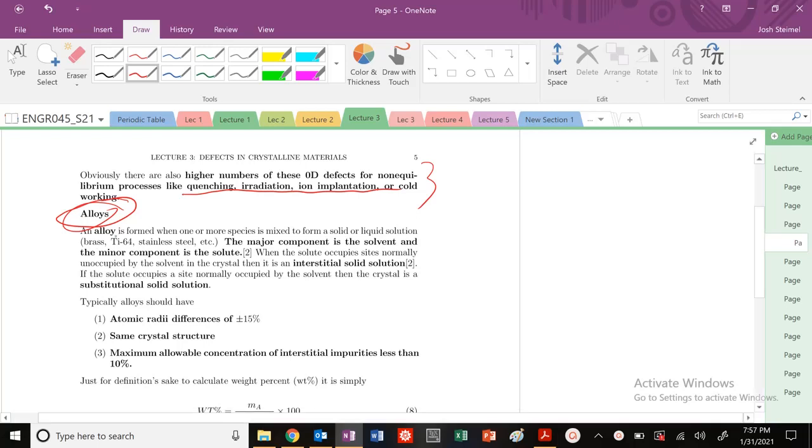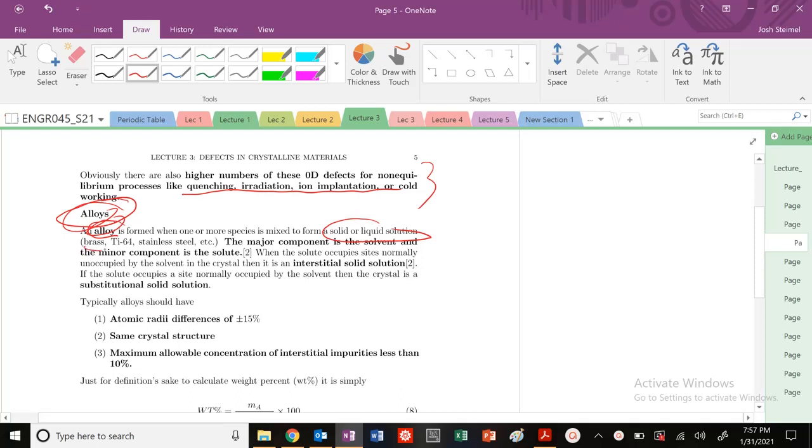Alloys are when we mix. It doesn't have to be metals. It could just be we're mixing two or more species to form some type of liquid solution or solid solution, or essentially whatever. Whenever we're mixing two different types of materials, that's the key aspect of an alloy.